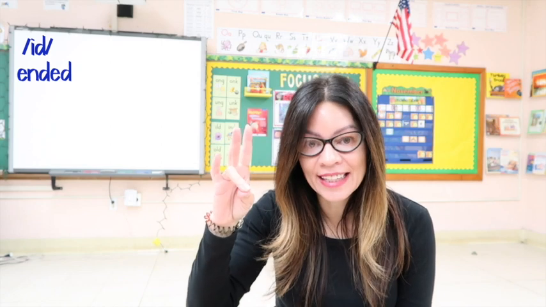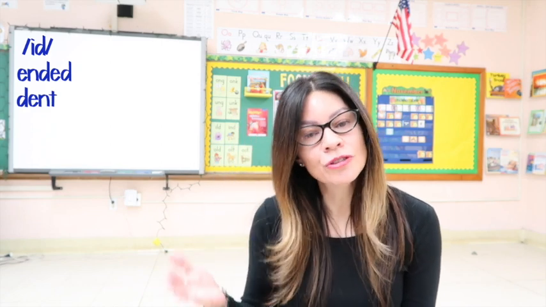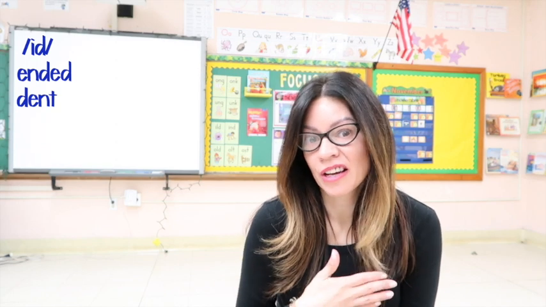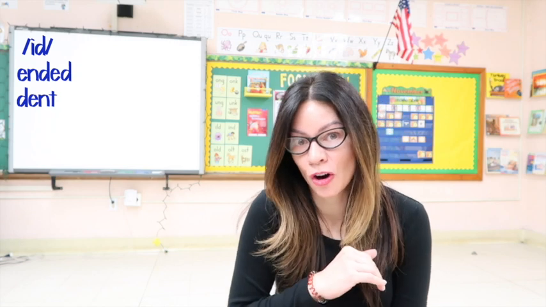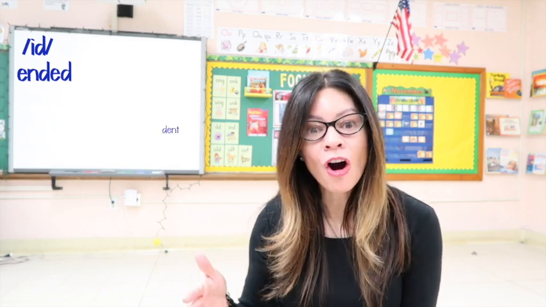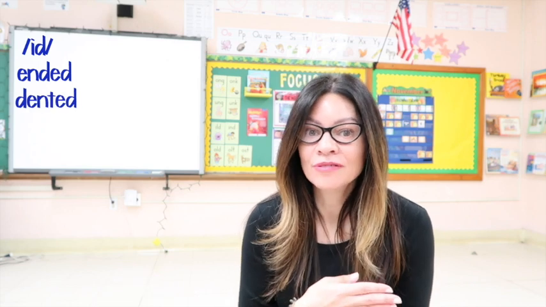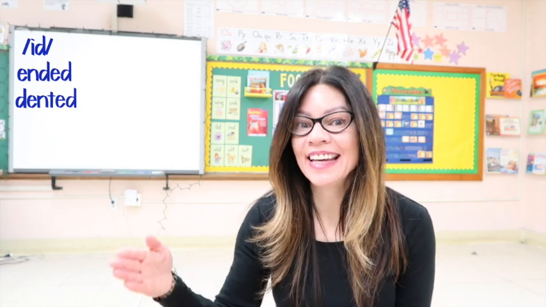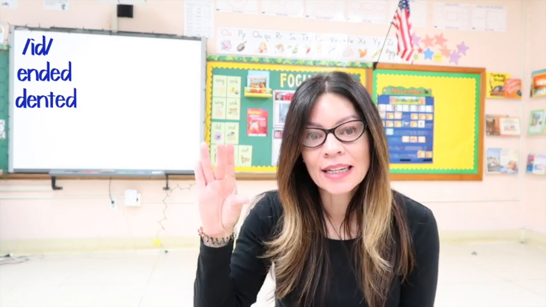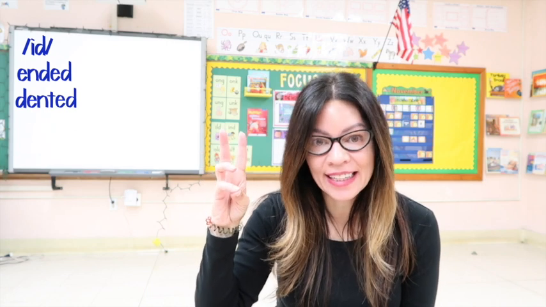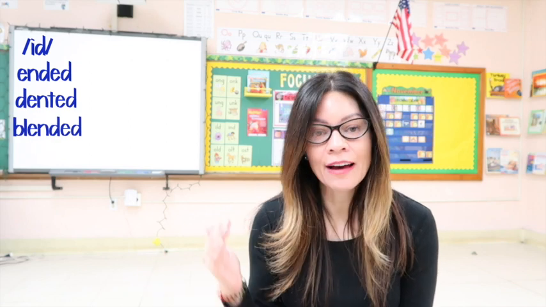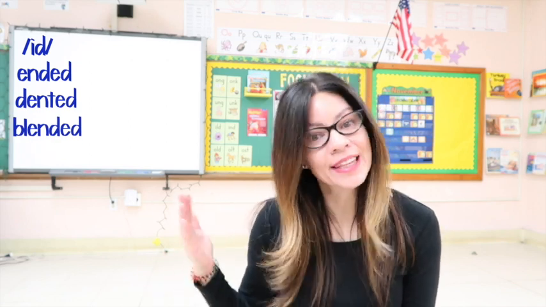Dented. Dent is our base word. D-e-n-t, dent. Usually cars will get a dent if they were crashed into. Well, maybe not crashed, but just another car hit them a little bit, and they have a little dent in the car. Okay, so my car was dented when the other car bumped into mine. So again, our suffix says id: dented, id, blended. Blend is our base word, blended. Those have the id sound.